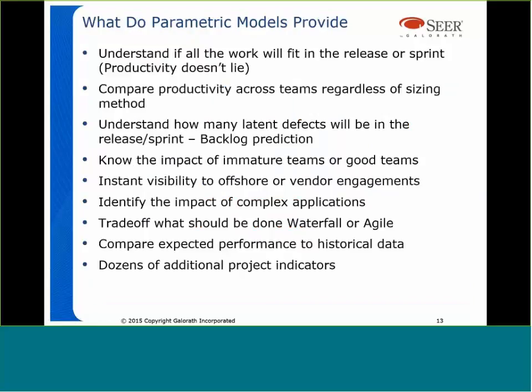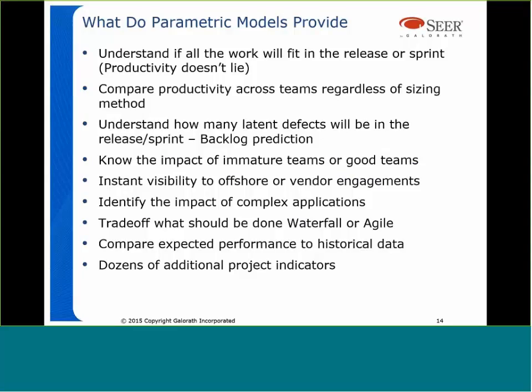Okay. So if we stop and take a look at what parametric models provide for us. I've mentioned a few times already, the number one thing I like about them is that right away I can understand if the work I'm trying to put into a release or sprint is going to fit or not. Okay, productivity doesn't lie, and I'm not talking about velocity, which is a byproduct of how much work you got done the last time and averaged over a series of sprints. I mean, that's a velocity, and it's a good rule of thumb for how much work you should be able to get in, and it's a good starting point to see if something will fit.